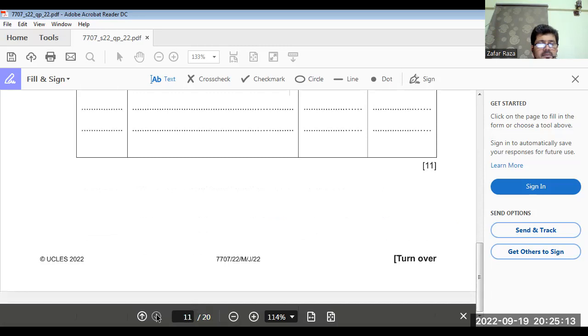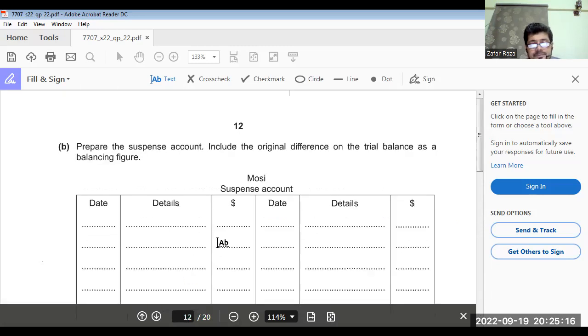Now next. Difference include the original difference of the trial balance and balance entry here. So we don't know where the opening balance of the trial balance would be. The suspense account would be debit or credit, we don't know. So we'll start from here. What we have to do here, we have to write 2022 on both the sides because we don't know where we have to come up with. Now in our first entry, we have debited suspense account by 192. So leave the first line, and here the date would be April 30.